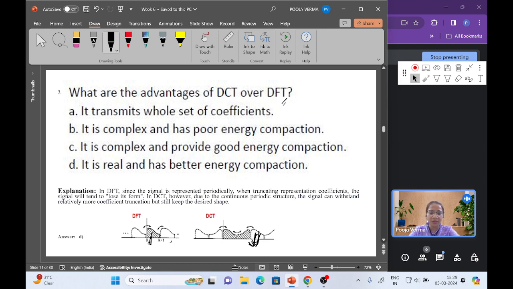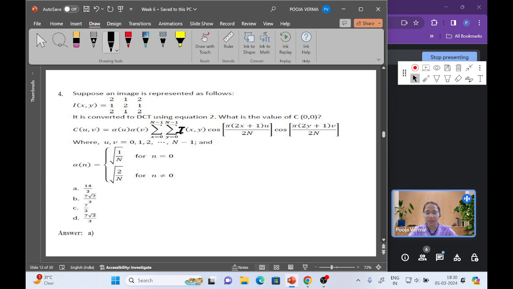While in DCT, due to the continuous periodic structure, the signal can withstand relatively more coefficient truncation, but still keep the desired shape. It is also truncated, but it starts from where it is and completes the whole cycle. Okay, so the correct option for this question is: it is real and has better energy compaction. Okay, so moving to the next question.